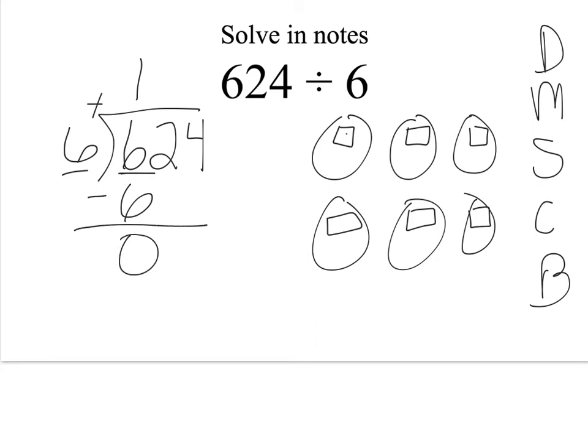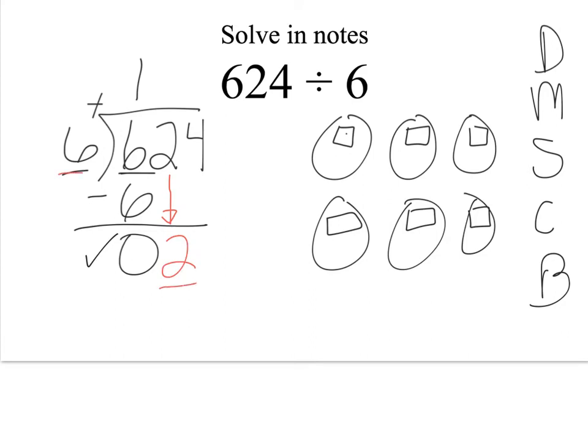I'm then going to check to make sure that my divisor is bigger than the number that I subtracted. It is. So now I can bring down. So now I'm going to bring down the 2 tens that I have not divided out yet. So now there are 2 tens divided into 6 groups.